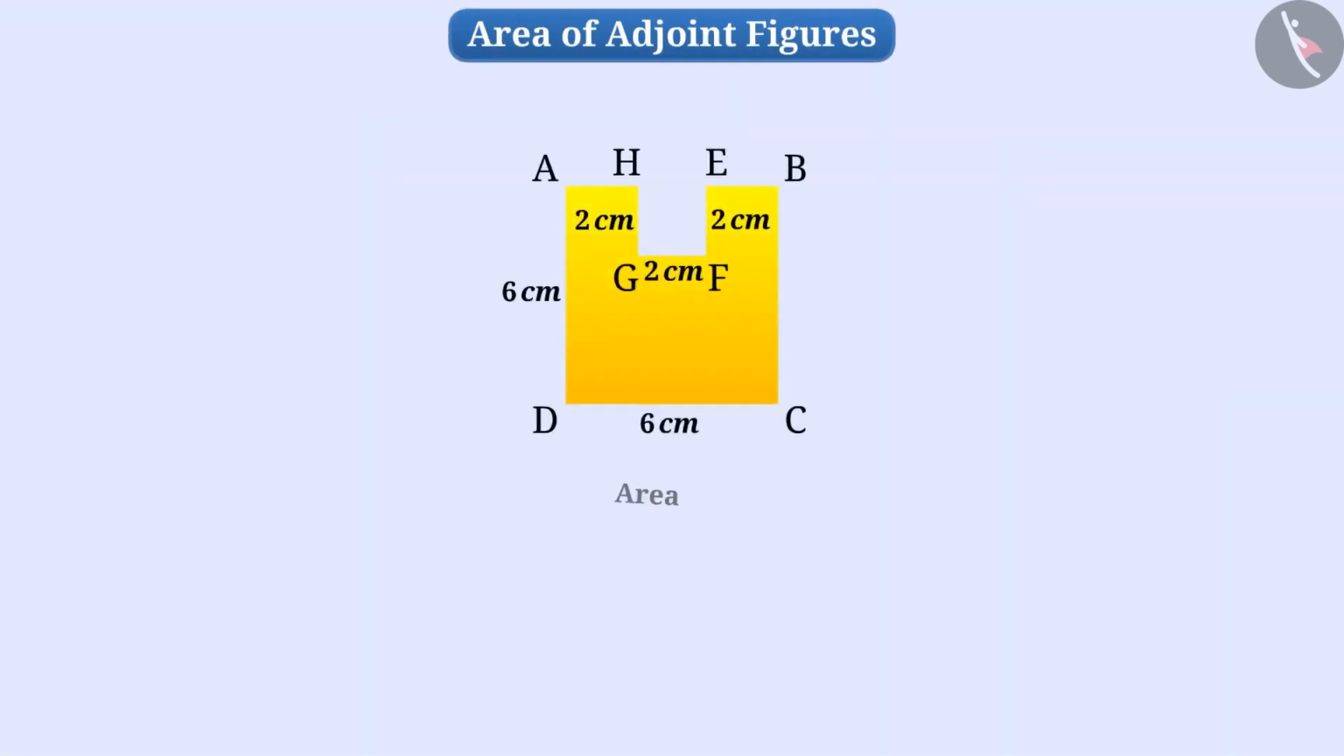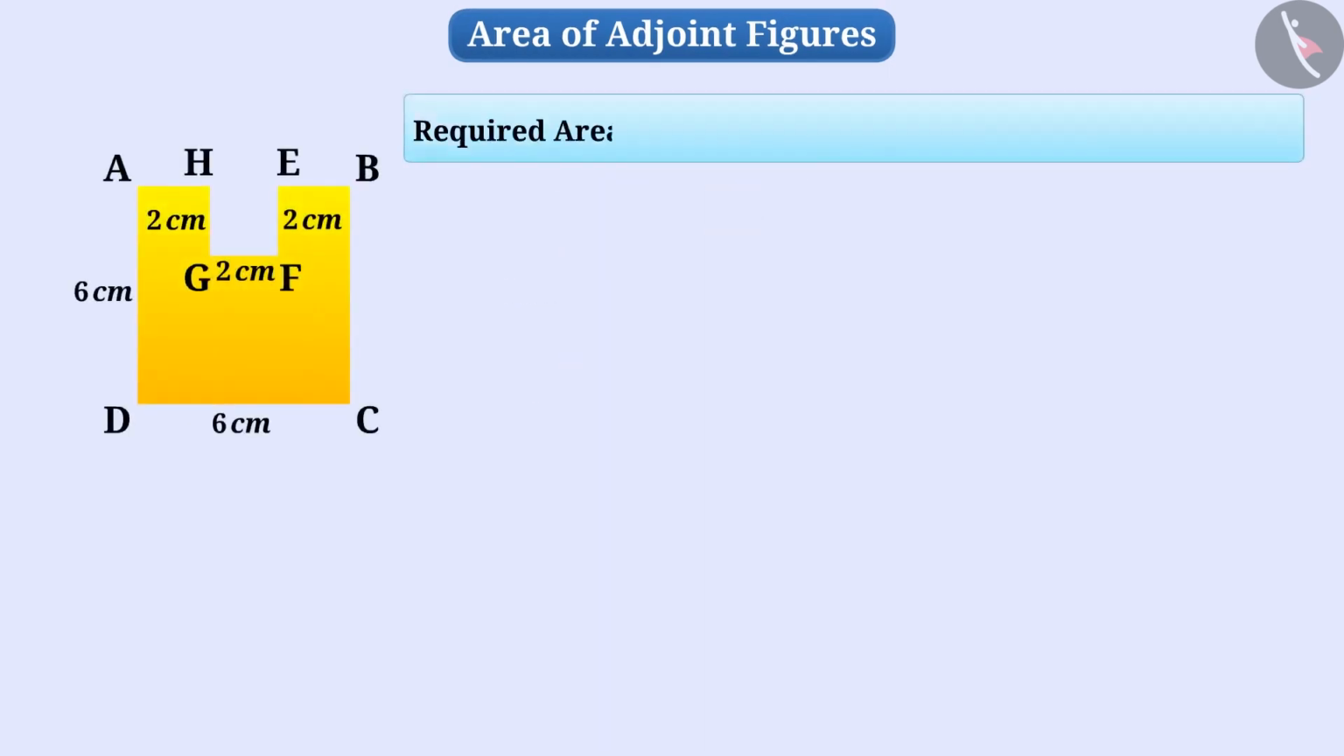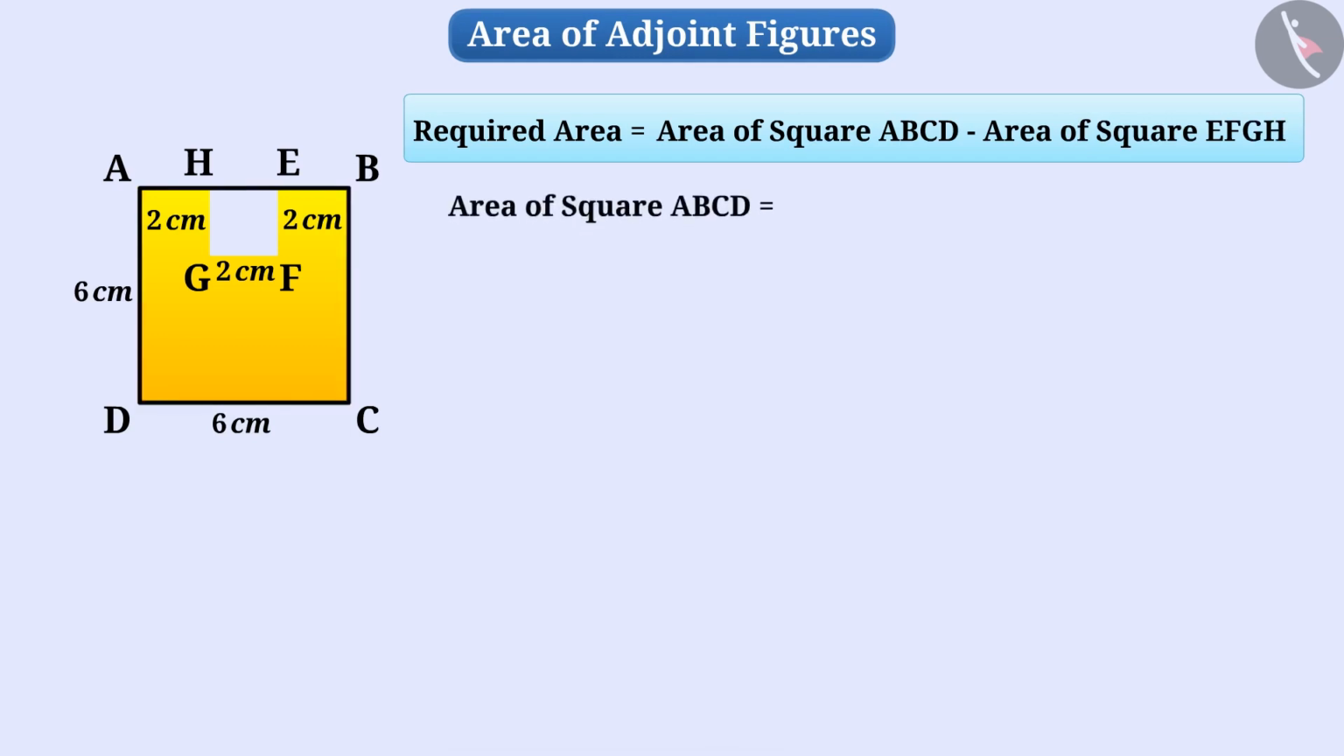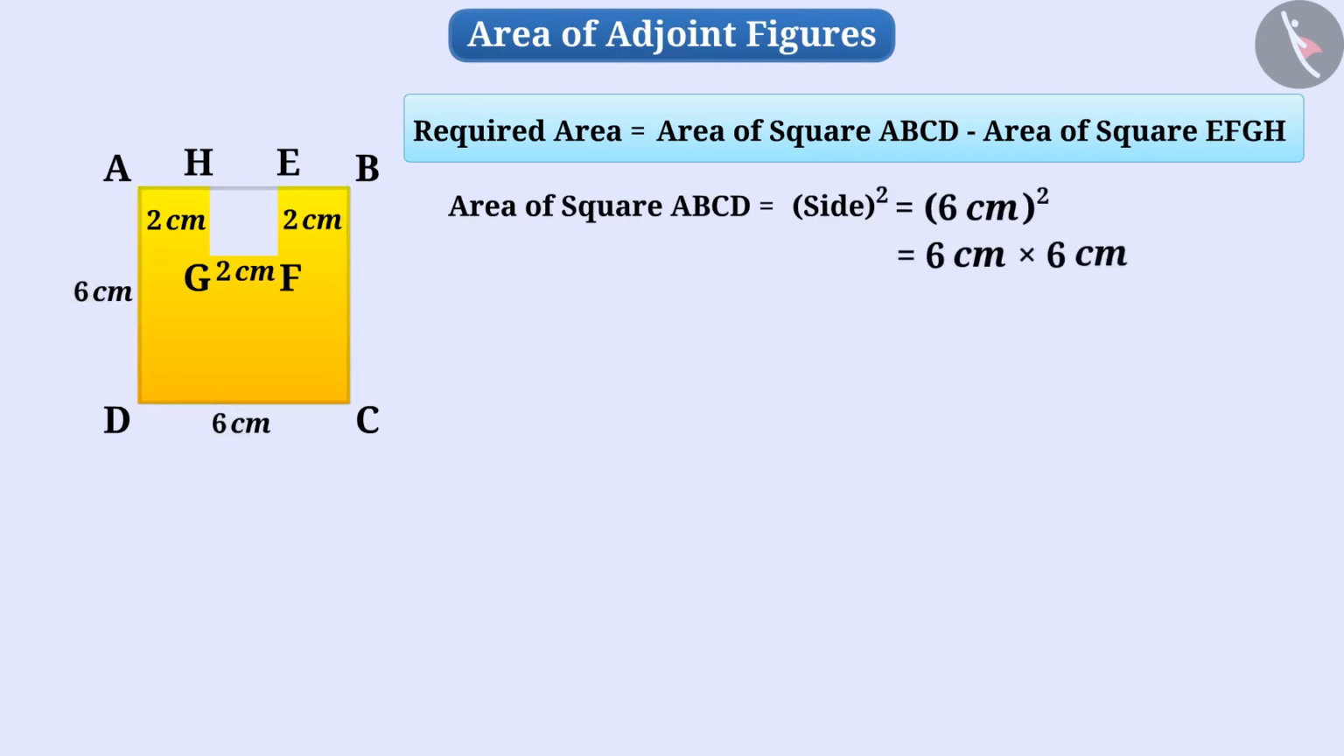Now, can you find the area of this shape? Think. Let me tell you. Required area is equal to the area of square ABCD minus the area of square EFGH. Here, the area of square ABCD will be side square, which is equal to 6 cm square, which is equal to 6 cm multiplied by 6 cm, which is equal to 36 square centimeter.